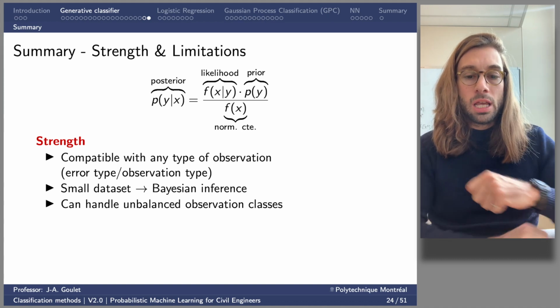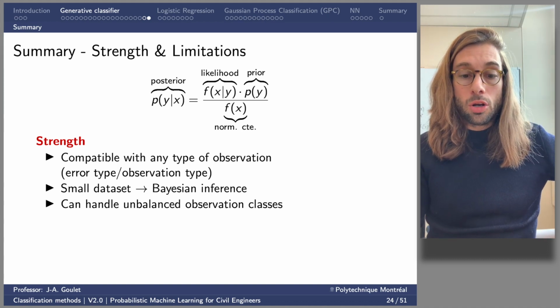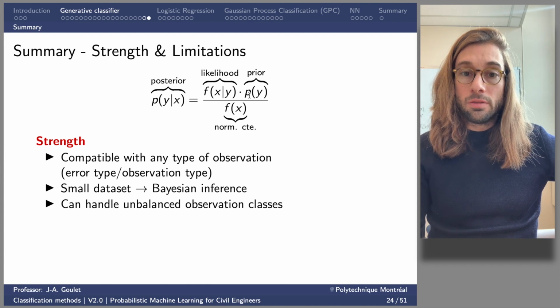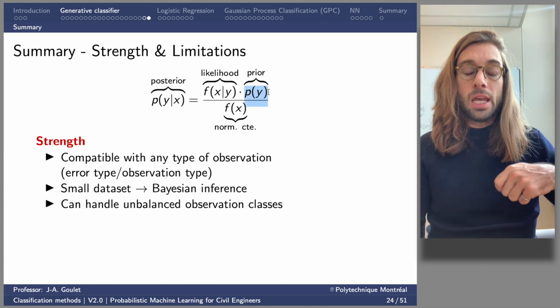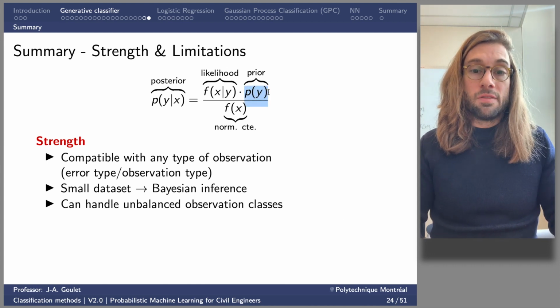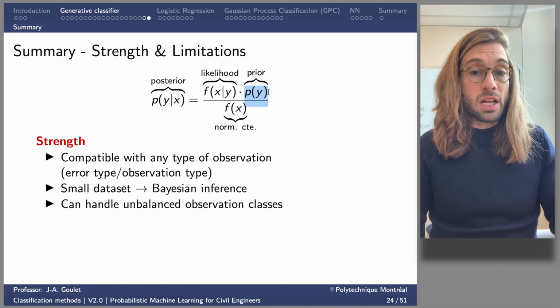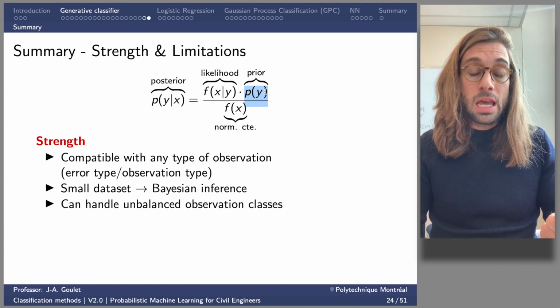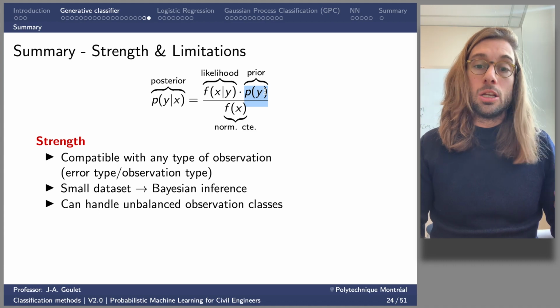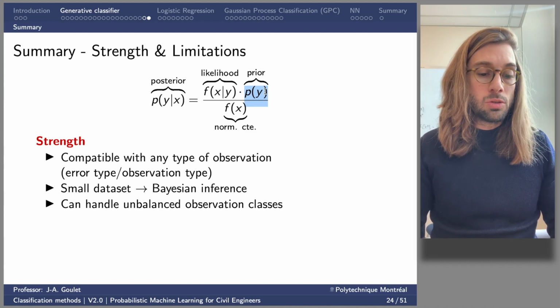It means that you can learn or you can adjust the probability of the class if, in the situation where you want to apply the classifier, the probabilities of the class are not the same as what you had in your data set. So this is a key strength here.